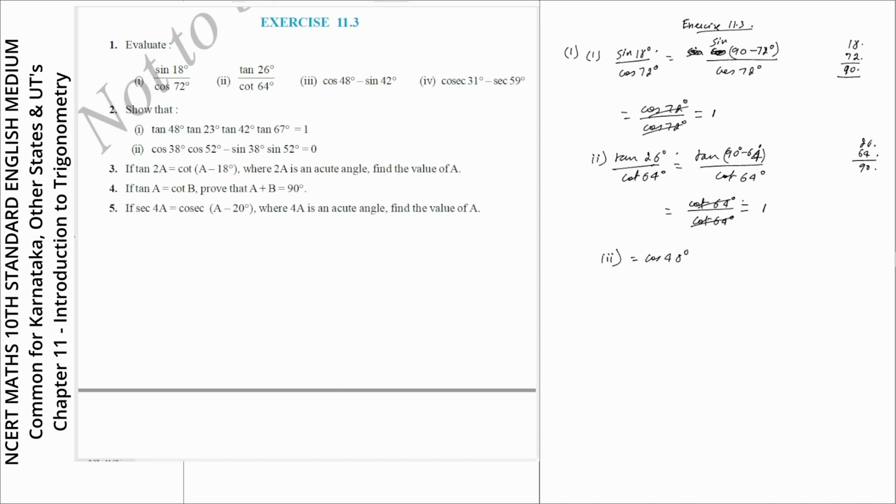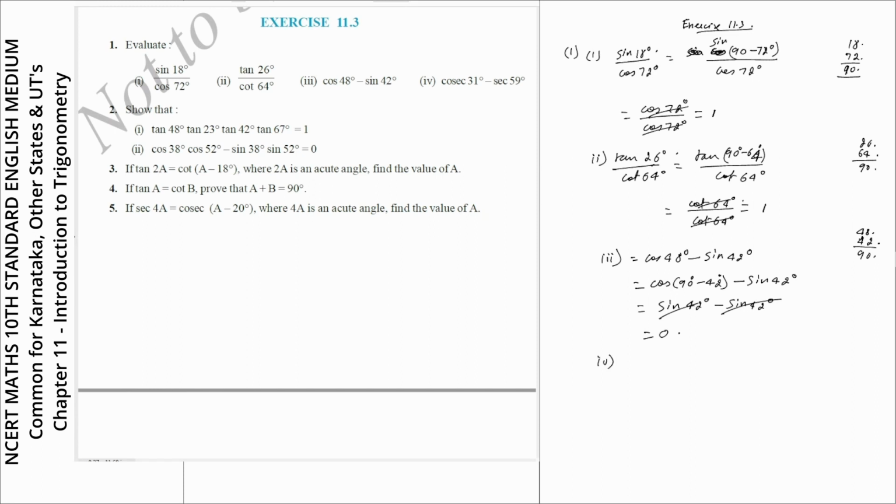And third sub question: cos 48 degree minus sine of 42 degree. Here you can check 48 plus 42 is equal to 90. So cos of 48 I can write as cos of 90 minus 42, minus sin 42 degree. So this gives us sin of 42 degree minus sin of 42 degree. Both will get cancelled. I'll get answer 0.